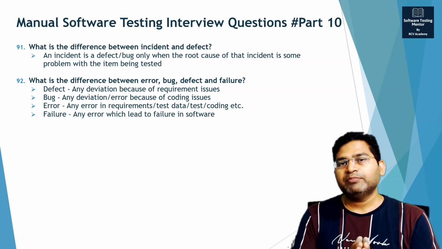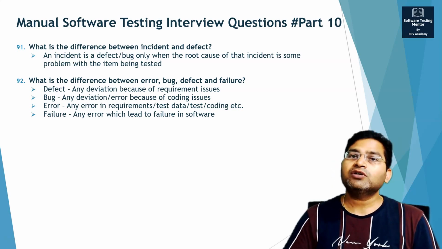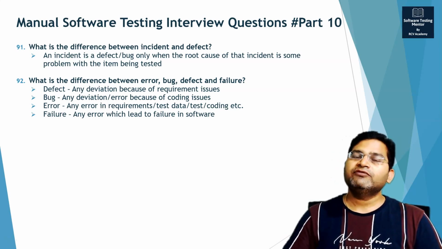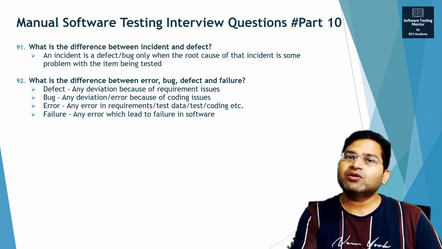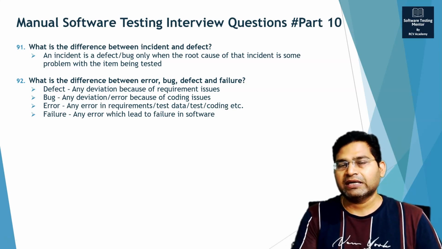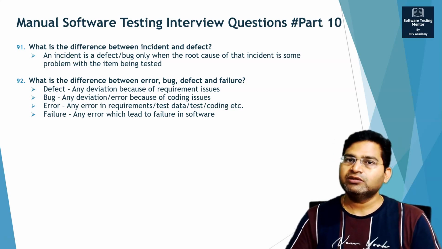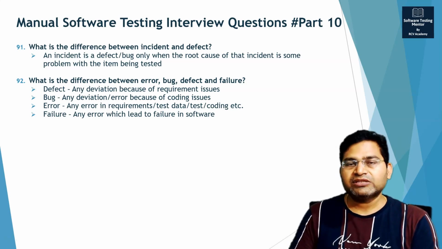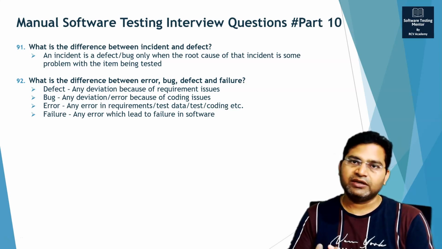For example, in an e-commerce application, I'm trying to log in, but I'm not able to log in because of the coding error that was made by the developer in the login module. Or the error could be because incorrect requirements were documented by the business analyst. Or the failure could be in production because that particular scenario was somehow missed in the testing phase. So a failure is basically any failure in the software that is led by any of the errors. So this is the basic difference between error, bug, defect and failure.